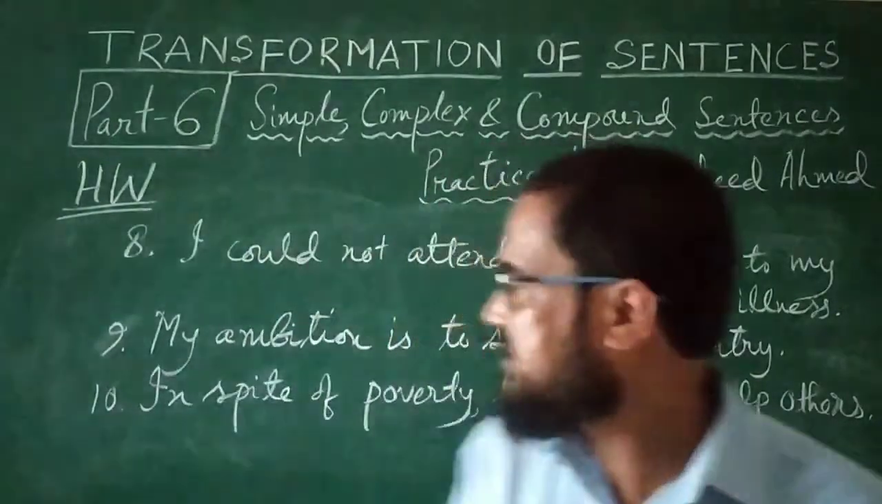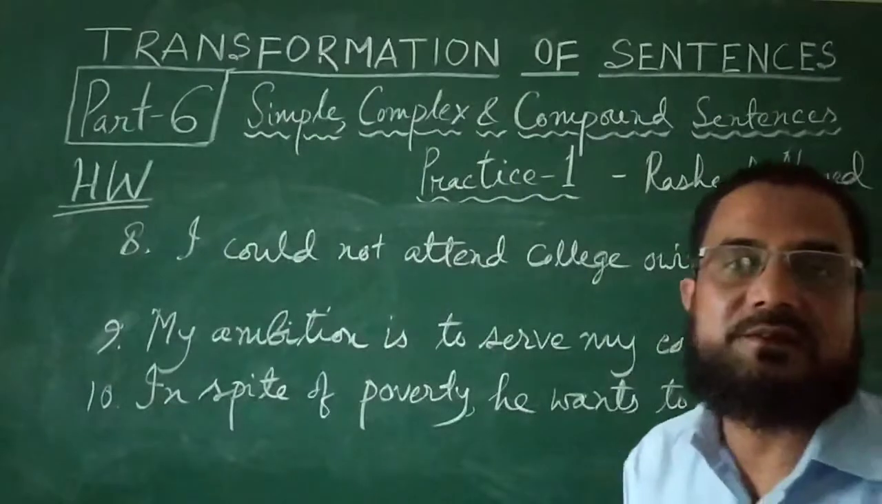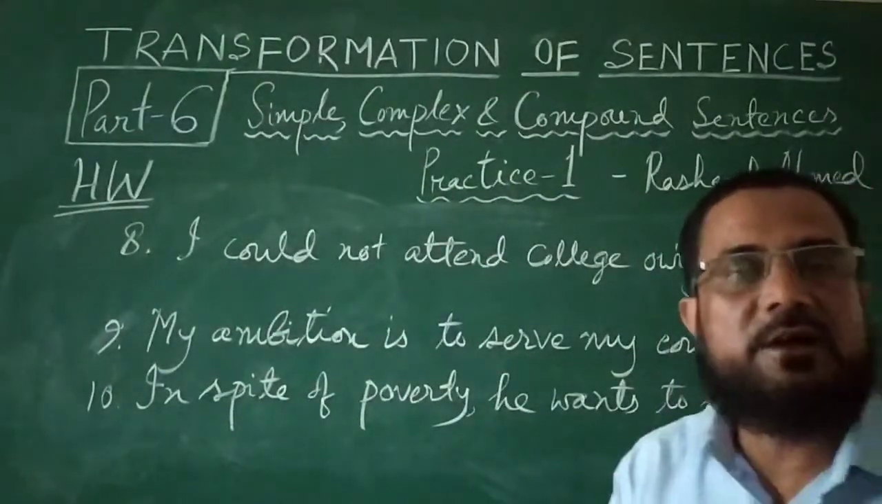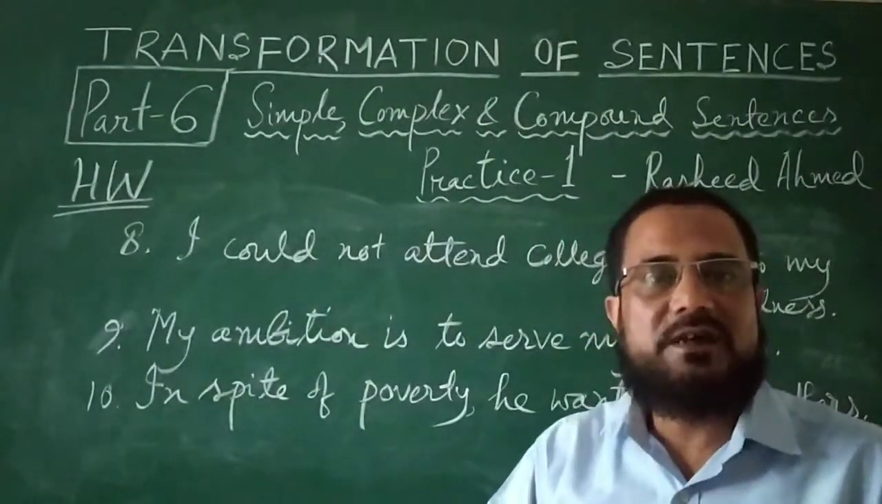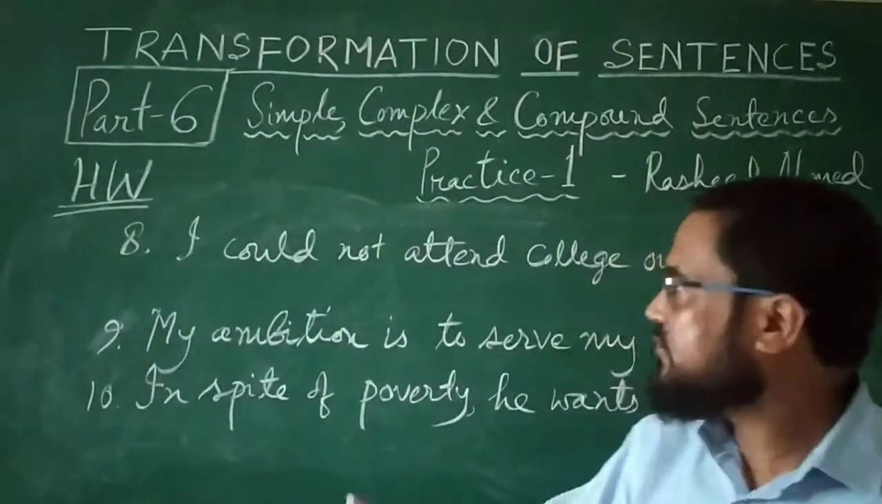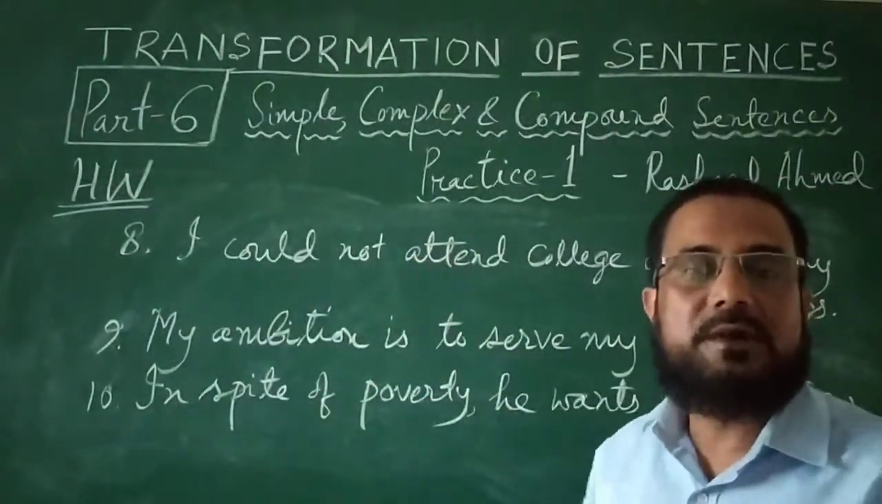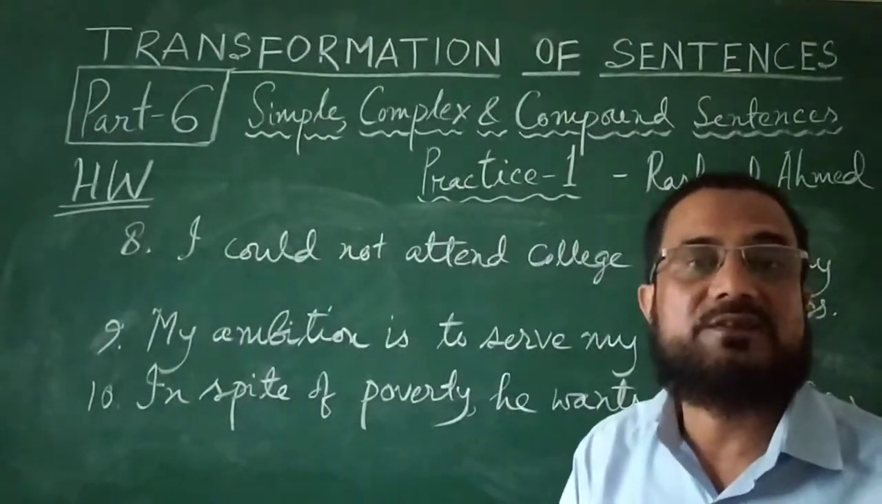And the last one is, in spite of poverty, he wants to help others. First identify what type of sentence it is, simple or complex or compound, and then change it into 2 other types. So each of these 3 sentences you have to change into 2 other types, and before changing it, you have to be sure about what kind of sentence it is.